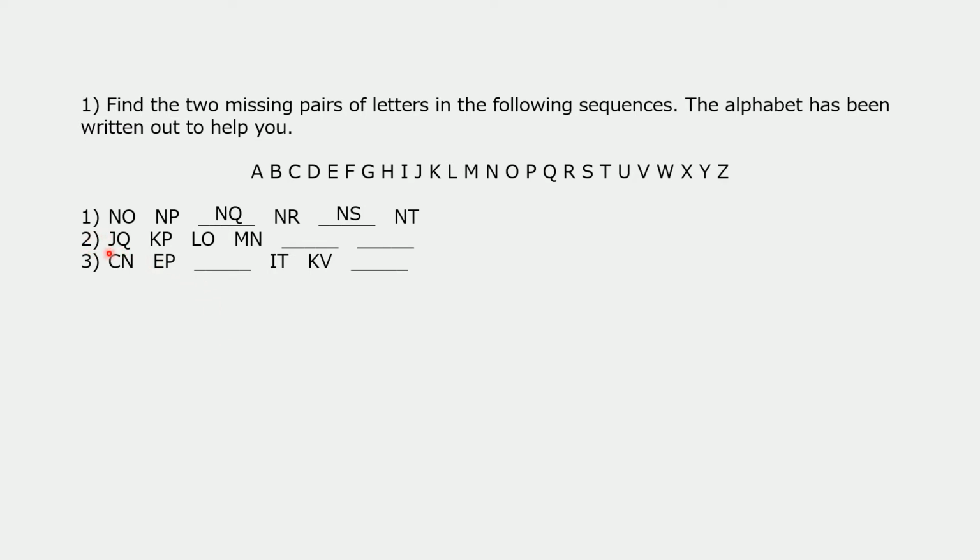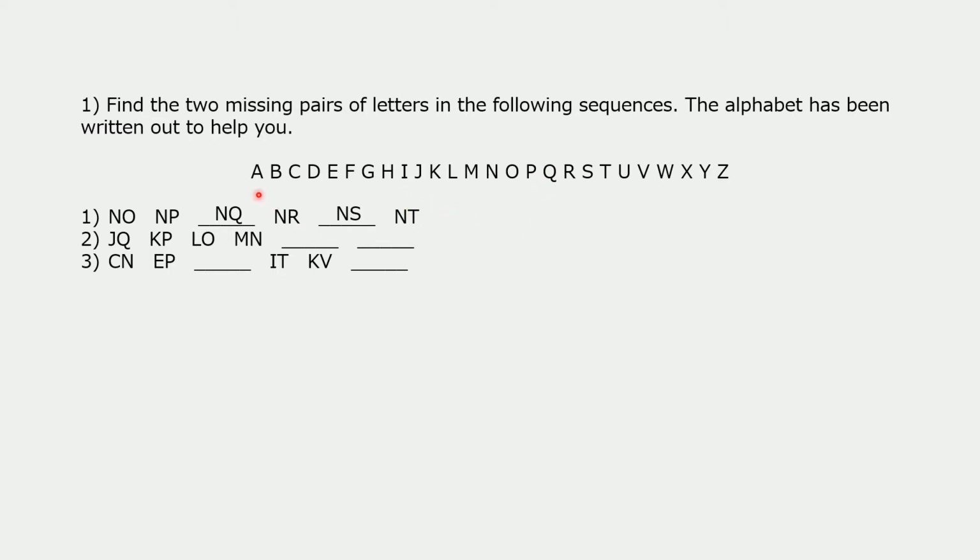Second part of question 1. We have JQ, KP, LO, MN, and two spaces. What's the similarity between J and Q? We can see that they are just on the opposite sides of the alphabet. J is over here, Q is over there.